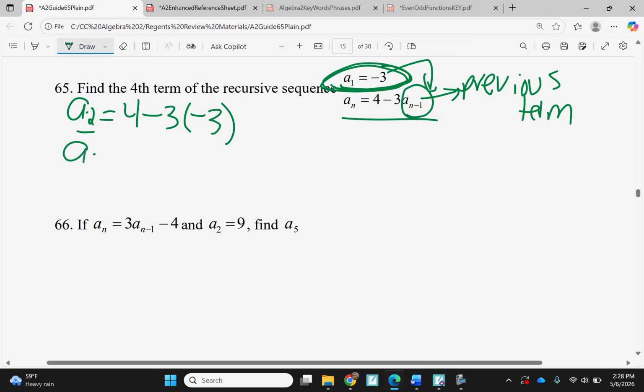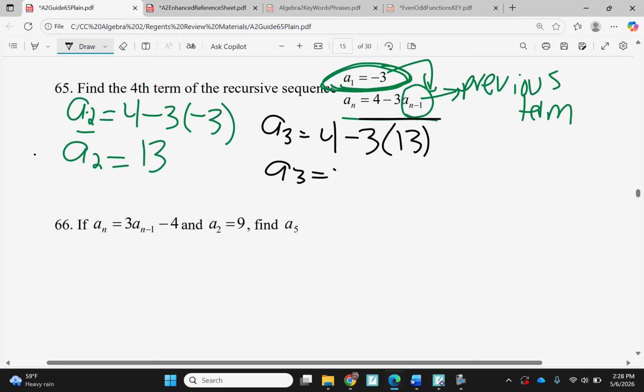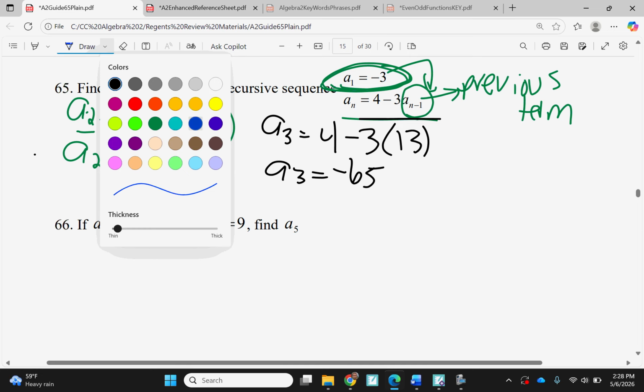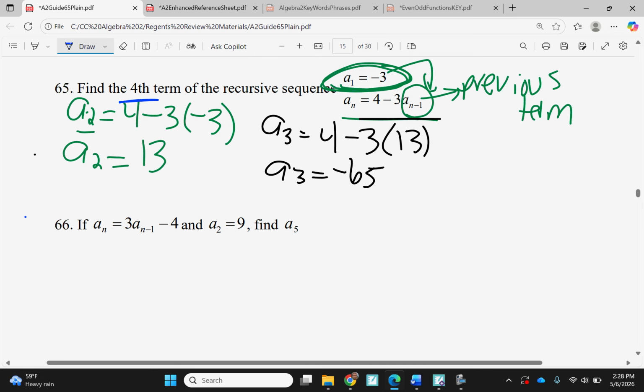Use a calculator if you need to. I'm not going to do that right now. That's 13. Now that I have the second term, I can find the third term. Again, I'm subbing into this: 4 minus 3 times the previous term, which is 13. Use a calculator if you need to. That's negative 65. And now that I have the third term, I can find the fourth term. It wants the fourth term. So a4 equals, I'm subbing into this, 4 minus 3 times the previous term, which is negative 65.